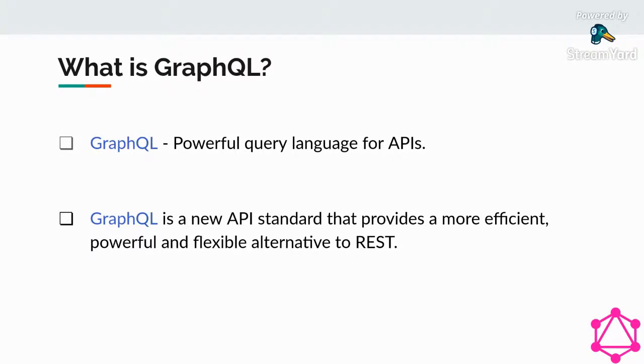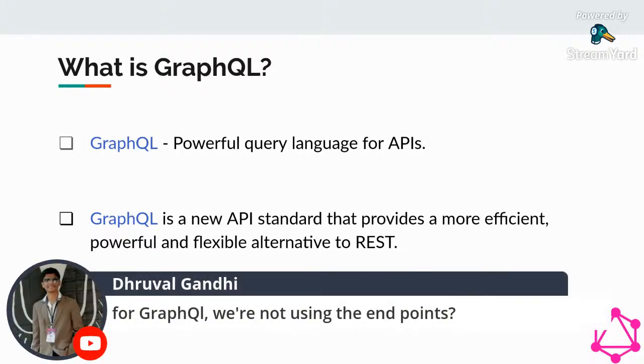There is one doubt: for GraphQL, we are not using endpoints? No, we are using them, but there will be only one endpoint. What I mean by an endpoint is something you use when you make a URL request. As I mentioned, if you say YouTube/videos, you are telling the YouTube API that you want the videos data from the site.